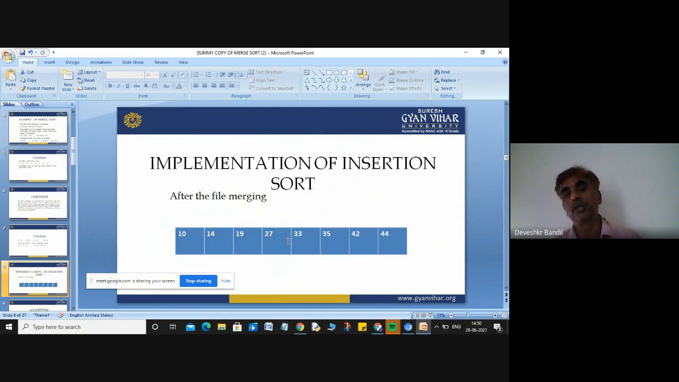here you can see, after the merging, your new array will be 10, 14, 19, 27, 33, 35, 42, and 44. In this array, you can see all items are in sorted fashion, because 10 is less than 14, 14 is less than 19, 19 is less than 27, 27 is less than 33, 33 is less than 35, 35 is less than 42, and 42 is less than 44.